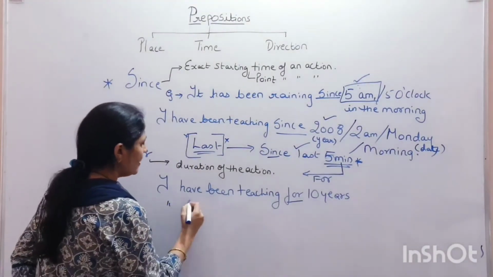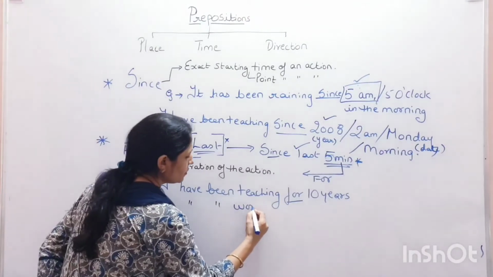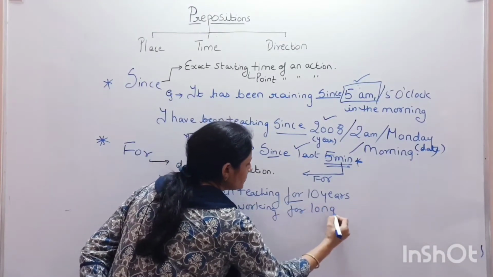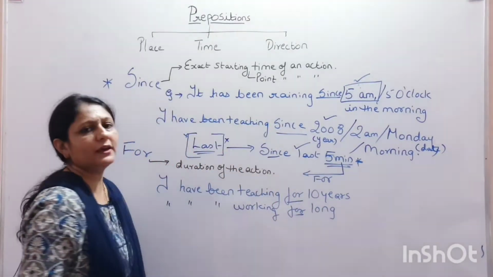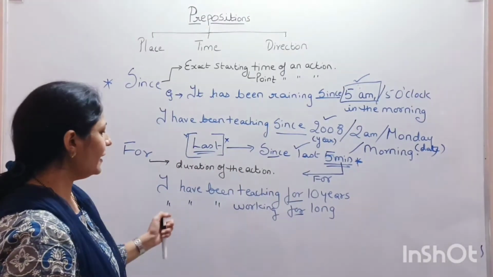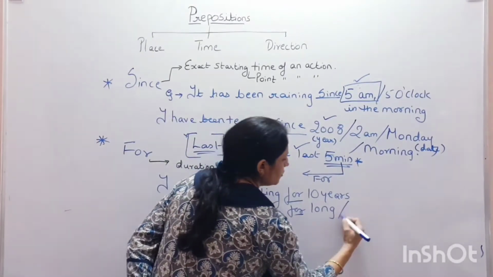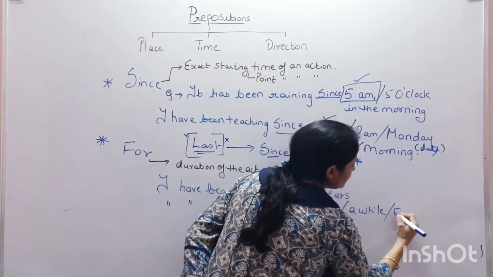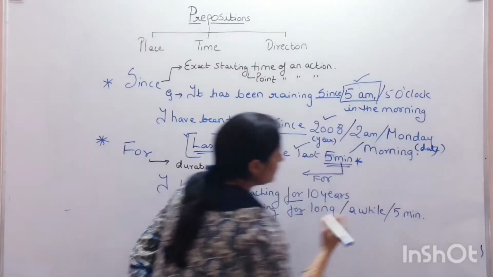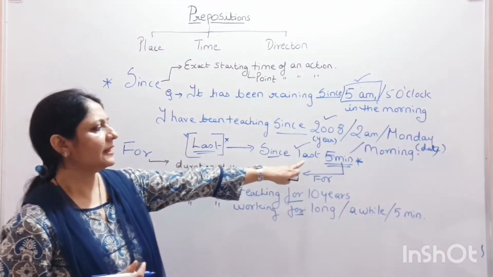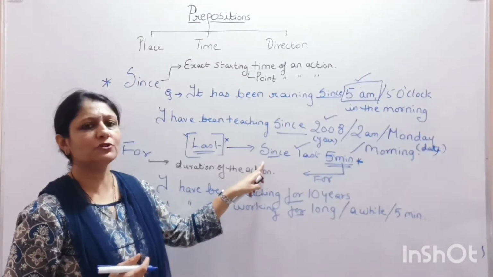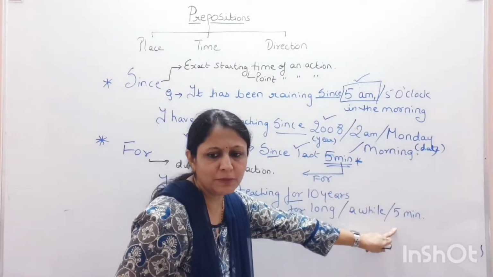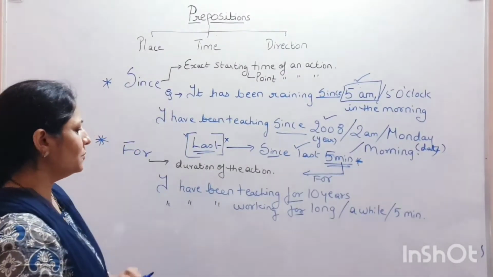I have been working for long. This can also be an example. I have been working for long, for a while, for 5 minutes. Now can you see, if I had said last 5 minutes, then I will use the preposition since. But when I have said just 5 minutes, then I will use the word for.